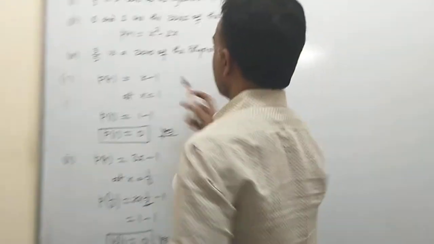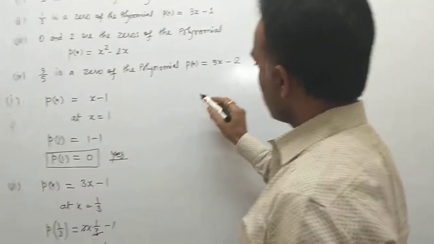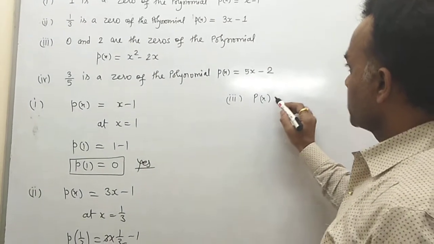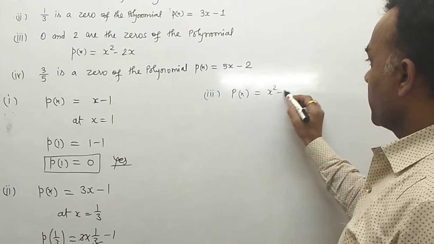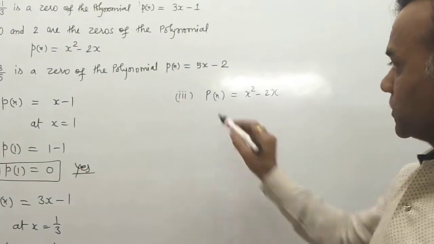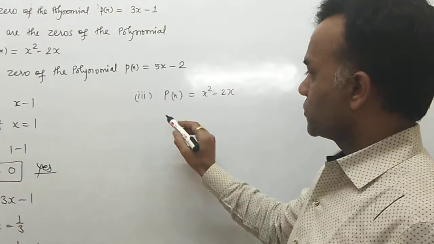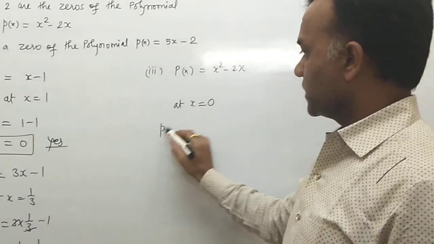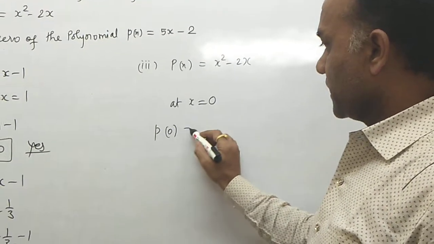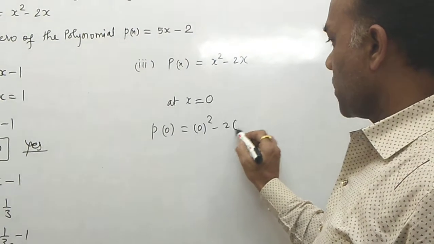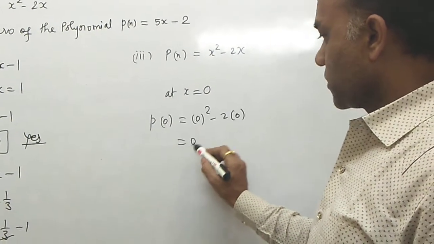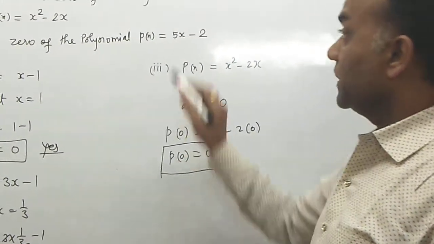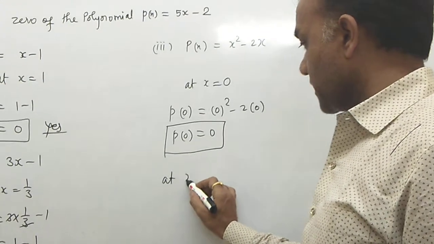Then similarly, the third case is p(x) = x square minus 2x. Now there are two cases, 0 and 2, so check both. First check at x equal to 0. Put 0 in place of x, so 0 squared minus 2 times 0 is 0 overall. So this case is also true, and 0 is a zero of the polynomial. Yes, correct.